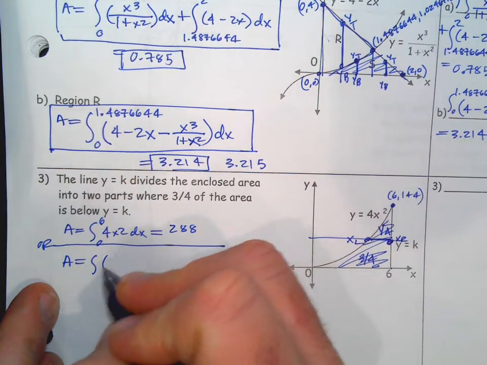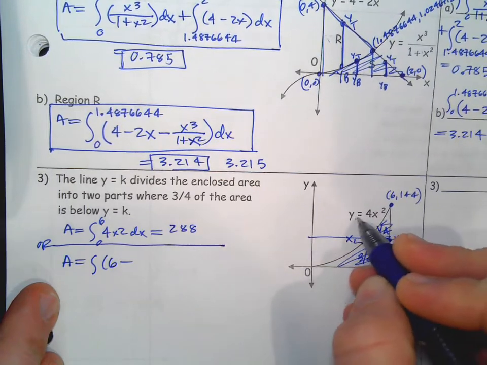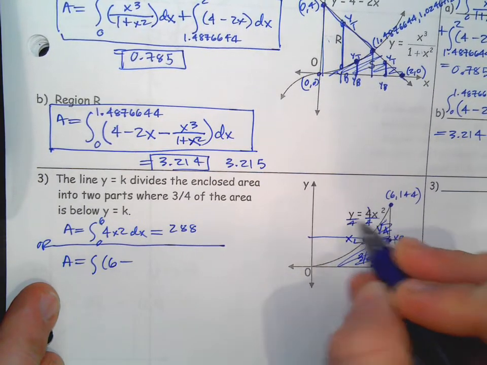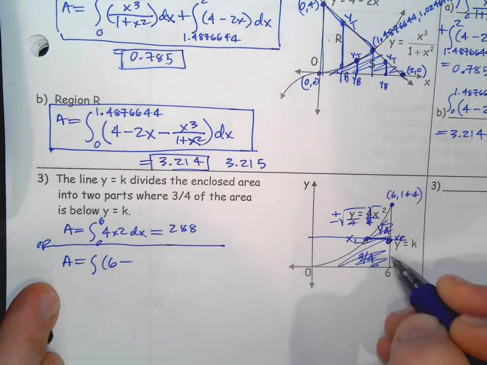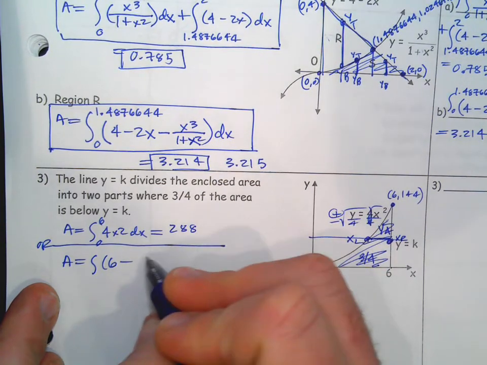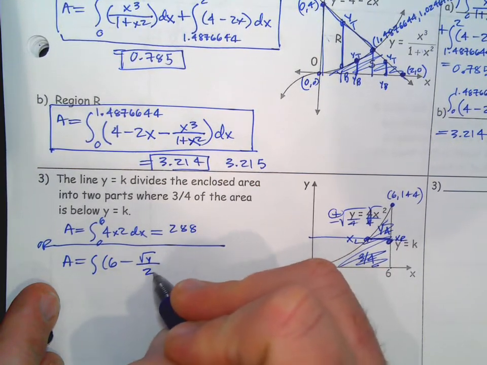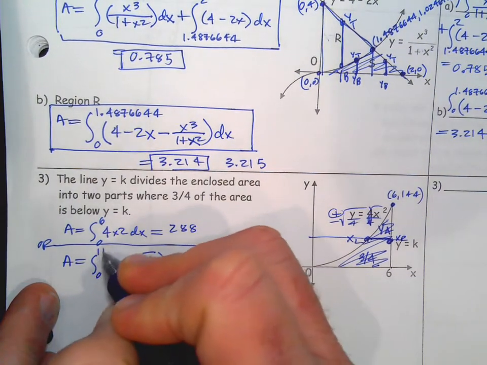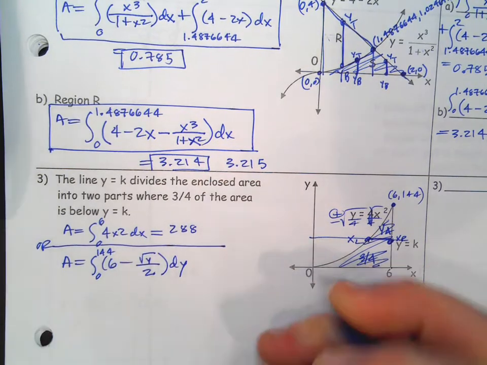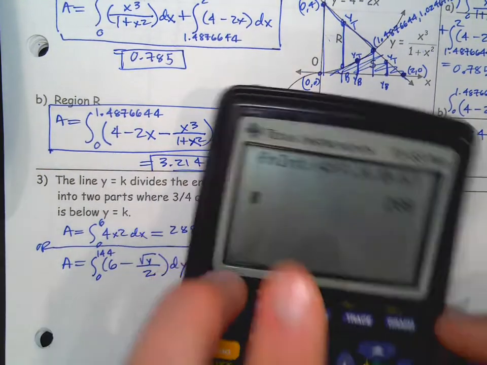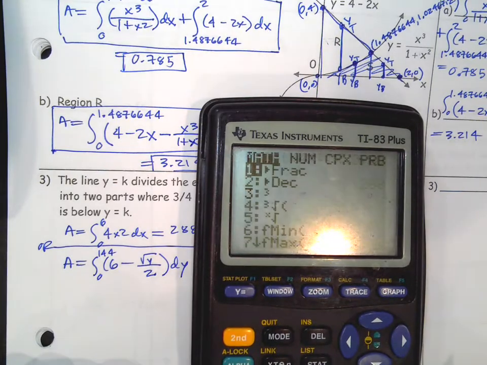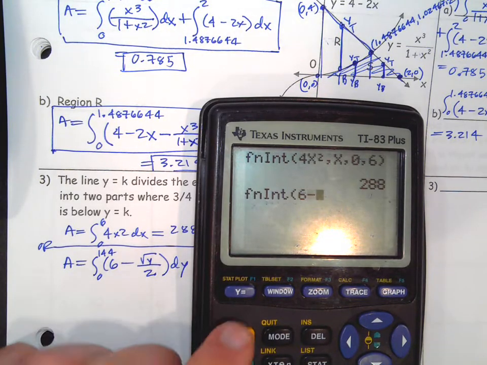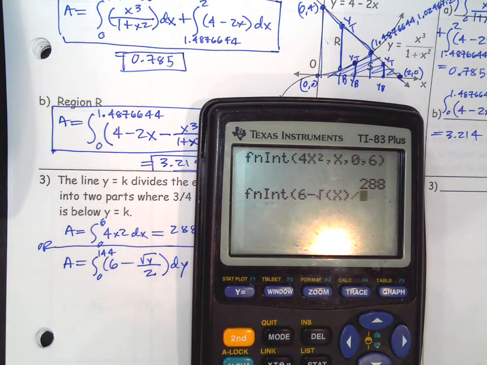So it's going to be 6 minus x left, square root both sides plus or minus. We want the positive, so it's going to be positive square root of y over 2 dy, and we're going to integrate in the y direction 0 to 144. And we can put that in our calculator. See, math 9, 6 minus the square root of x divided by 2, comma x, comma 0, comma 144.